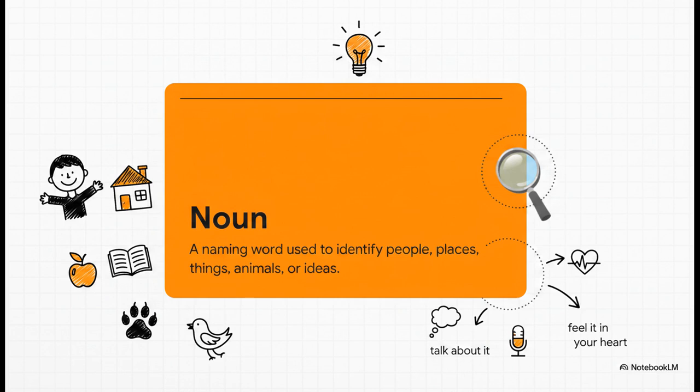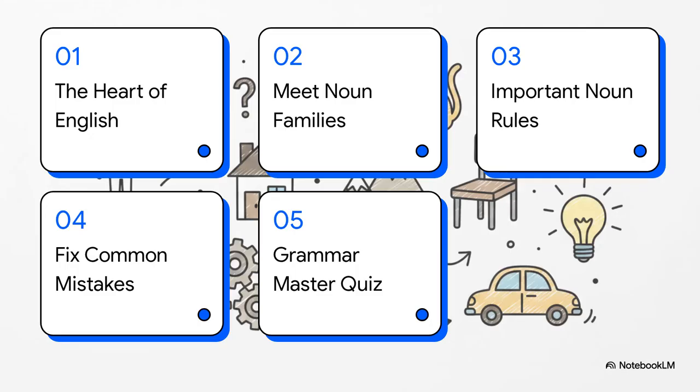At its core, a noun is simply a naming word. It's the label we slap on everything to tell us who, what, or where. Honestly, if you can point to it, if you can think about it, or if you can feel it, chances are it's a noun. So here is our roadmap for today.